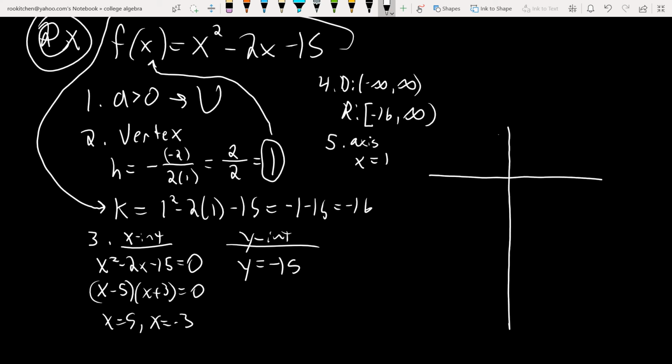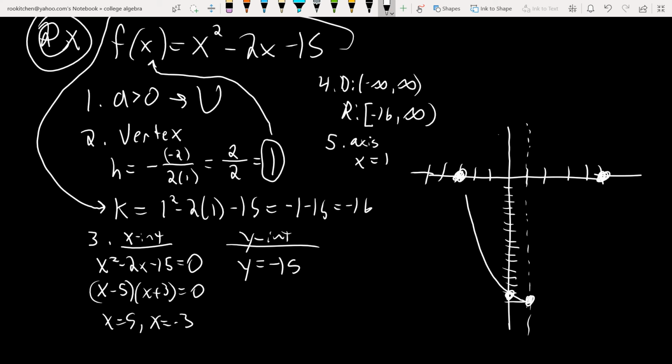I need to go down kind of far. 1, 2, 3, 4, 5, 6, 7, 8, 9, 10, 11, 12, 13, 14, 15, 16. Yeah, 1, negative 16 was the vertex. Okay. 5: 1, 2, 3, 4, 5. That's one of the intercepts, and then negative 3 was another one. You have a y-intercept at negative 15 down here. The axis of symmetry, x equals 1. And then you can go ahead and connect the dots and you're ready to go.